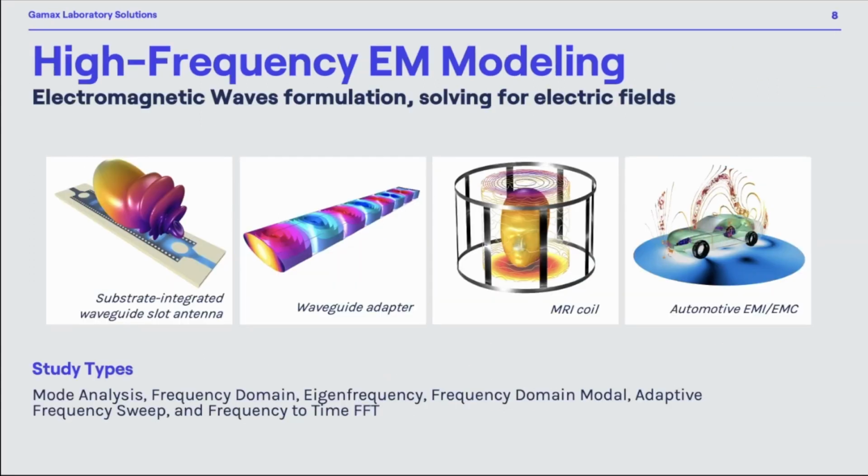Study types. So we mentioned the different modules that can be used for different purposes. There are different study types. Here you can see some examples from the built-in application library, where you can use the mode analysis for waveguides, for example. You can search for frequency domain or for frequency to time, FFT. There is a very wide range of applications that you can use here, from automotive applications to digital health applications like an MRI or other devices that include huge magnetic fields, and it can have a huge impact on temperature distribution.